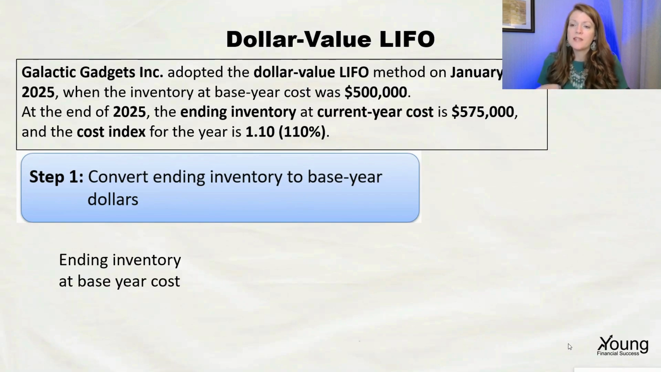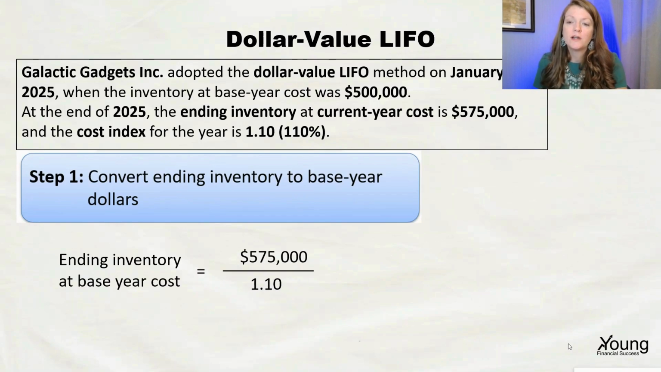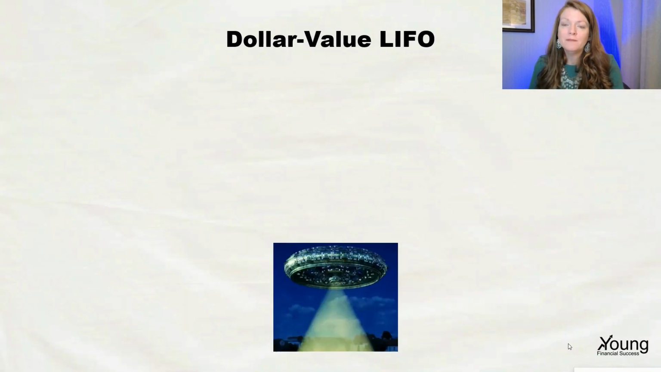So now we're going to look at step 1, convert ending inventory to base year dollars. So we take ending inventory, and then we are going to divide it. So we're going to take the 575,000, this is what our ending inventory was, divided by the cost index. And that gives us 522,727.